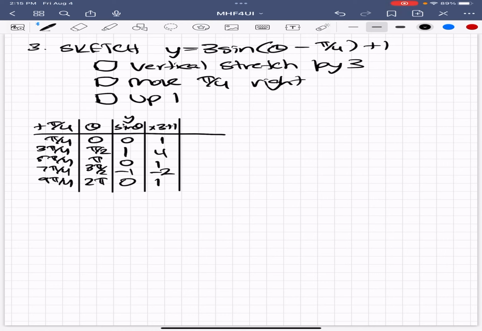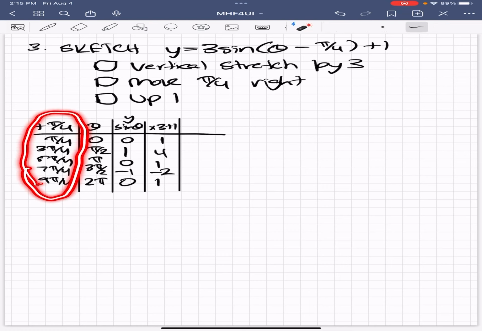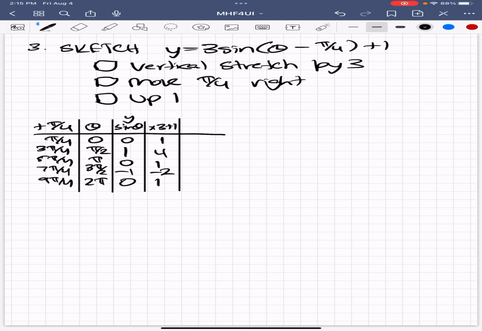Okay, so we have our chart. So these are our new values for our x values, or our x-axis. And then these are our new y values. So those are the transformations. If you want to write them down. And let's do a graph.